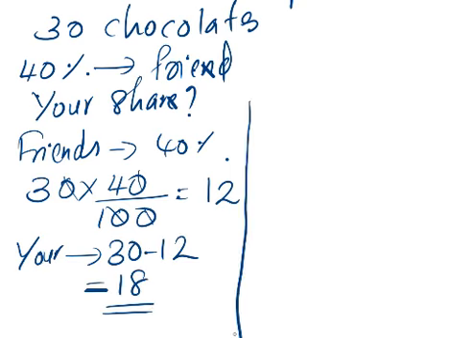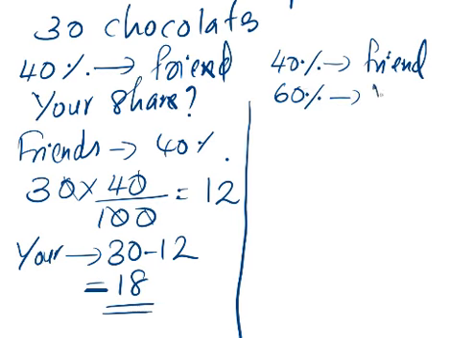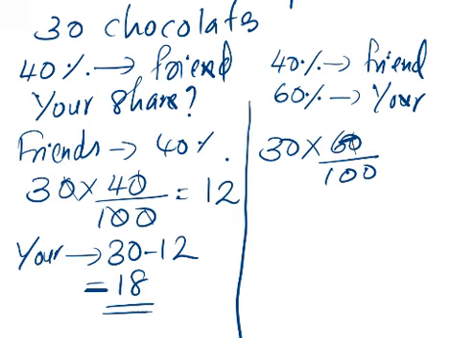Okay. Then we can use the other method. Then 40 percentage is your friend's share. Then what is your share? The total is 100. So 60 percentage will be your share. Okay, then how can you find the chocolates you own? The total is 30. 30 times 60 over 100. So that is 3 into 6, which is equal to 18 chocolates. Is it? So you will get the same answer.